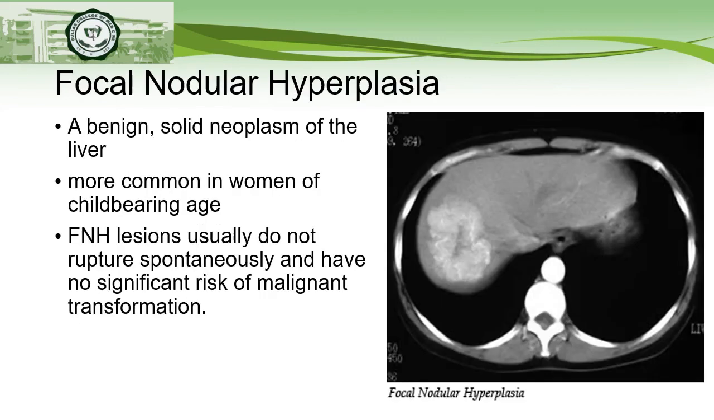Focal nodular hyperplasia is a solid benign lesion of the liver believed to be a hyperplastic response to an anomalous artery. Similar to adenomas, they are more common in women of childbearing age, although the link to oral contraceptive use is not as clear. Unlike adenomas, FNH lesions usually do not rupture spontaneously and have no risk of malignant transformation.